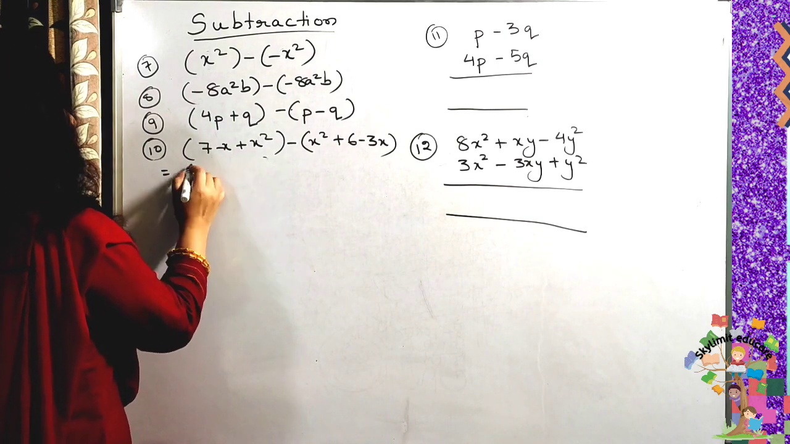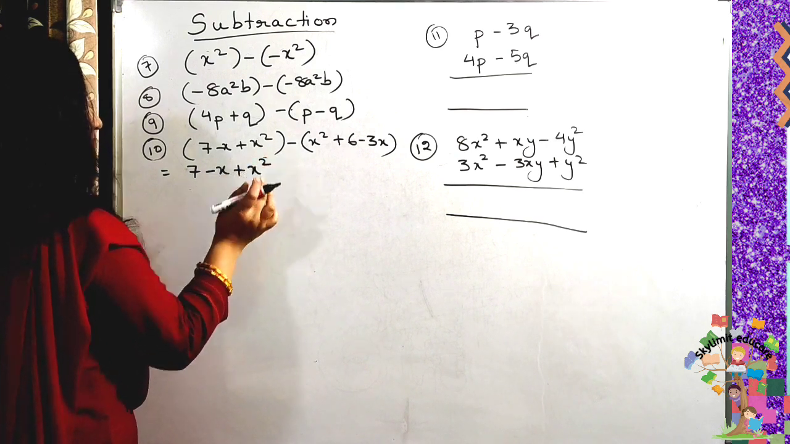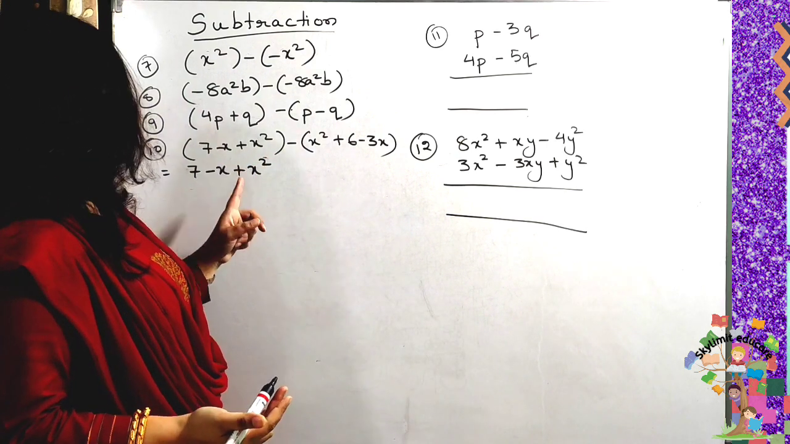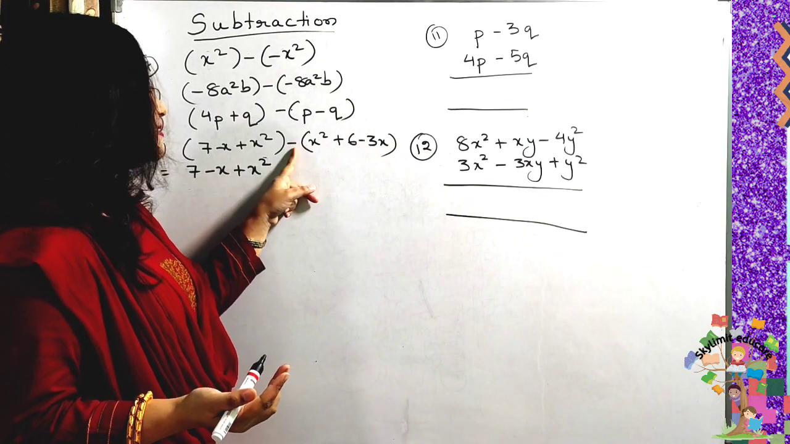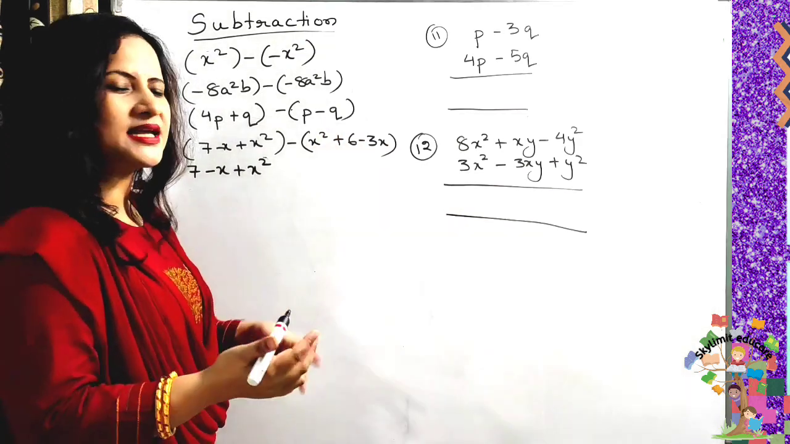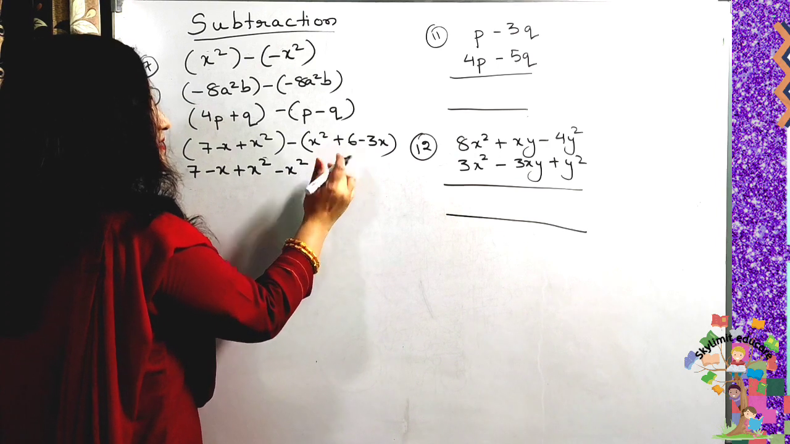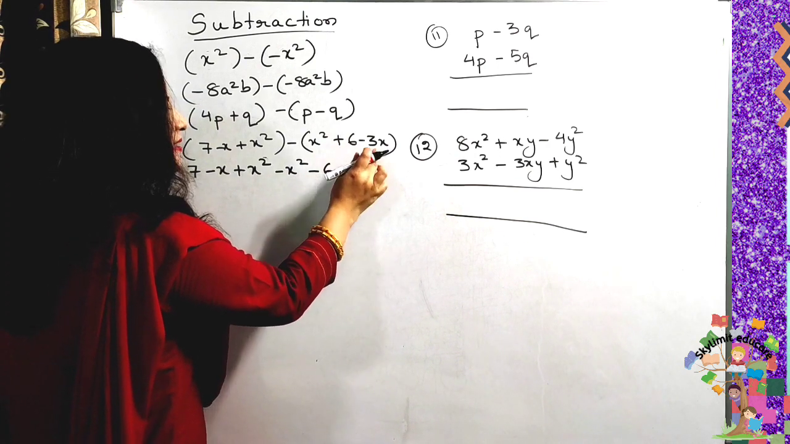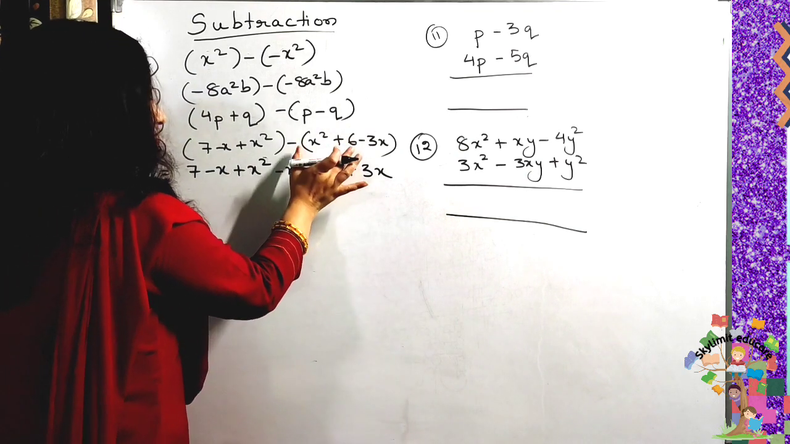7 minus x. I am just copying down the minuend as it is. No need to worry while copying down the minuend without the bracket. Just write it down. Now again the subtrahend is carrying a minus sign. Every term inside this will change to the opposite sign. x square is plus, it will become minus x square. Plus 6 will become minus 6. Minus 3x will become plus 3x. That's it. Okay. This is the main part.